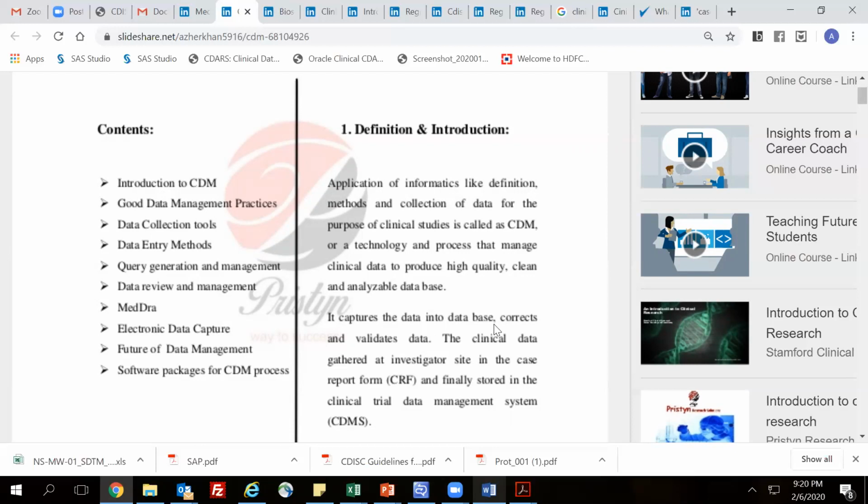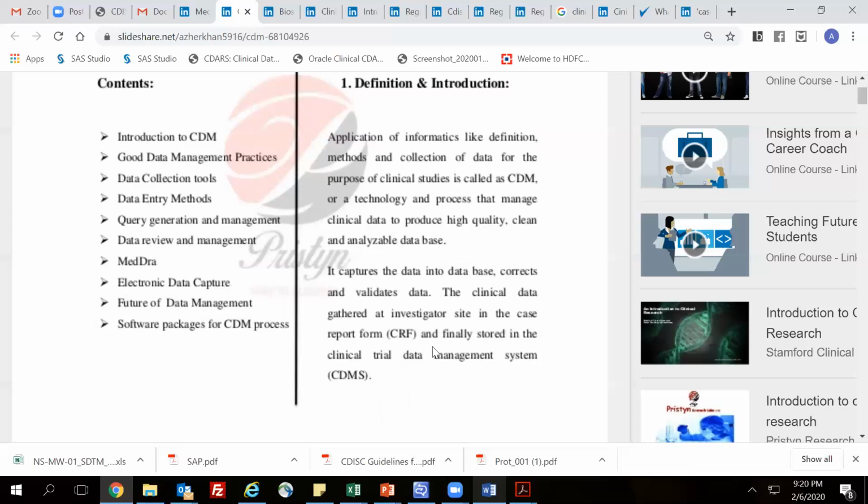It captures the data into the database, corrects and validates the data. So this has to be taken care of by the DM, that is the data management. The clinical data gathered at the investigator site in the case report form. So here there will be a form. Okay, it's just nothing but a form. CRF means case report form, where it captures complete information about the subject, for example, name, age, sex, from when he started joining the trial. All that information will be stored in this case report form.